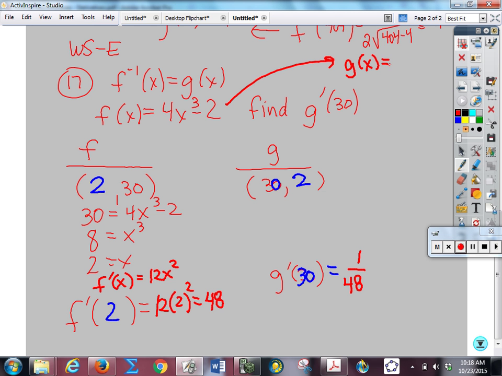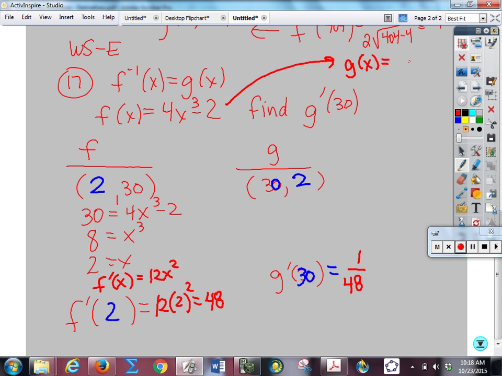That'll be good practice finding the derivative of whatever this inverse is, which will have a cube root, a 1/3 power. It'll be kind of a pain, but just realize you can do it both ways, but sometimes knowing that relationship is going to be way faster. So do that and then start working on your homework.